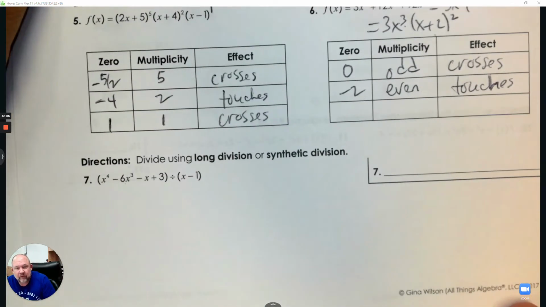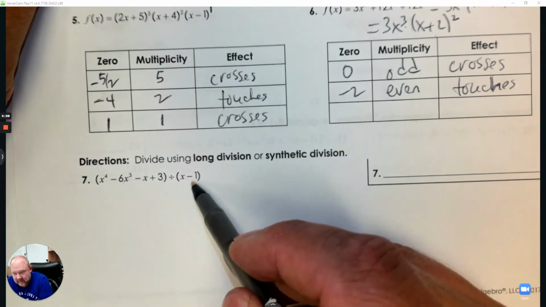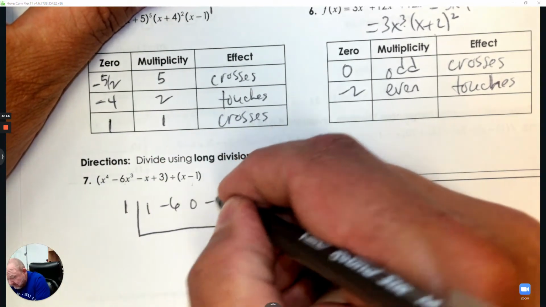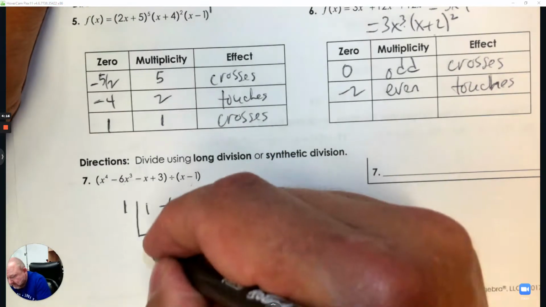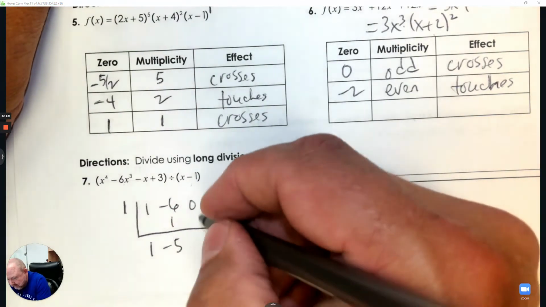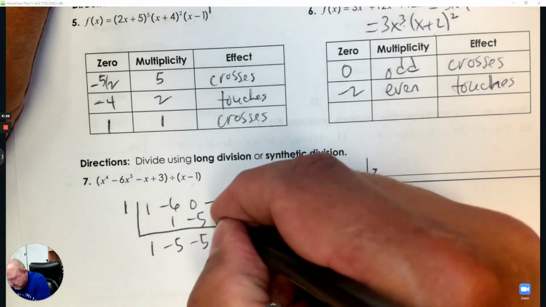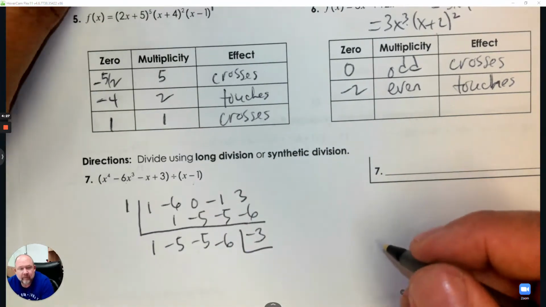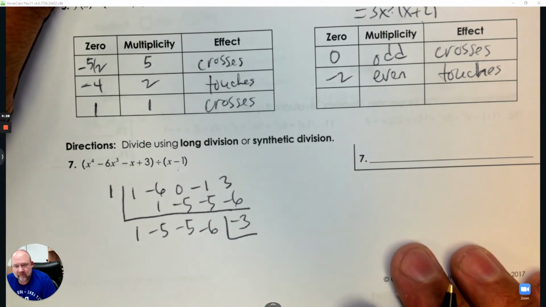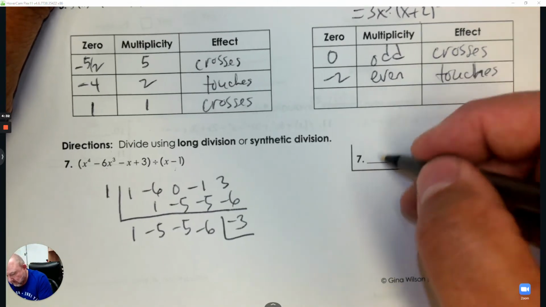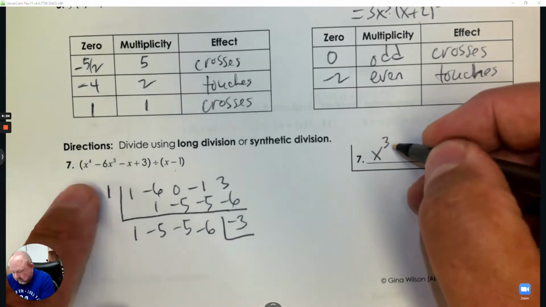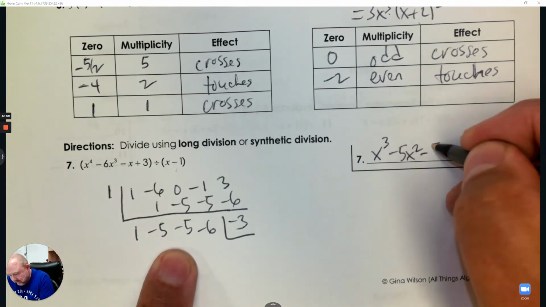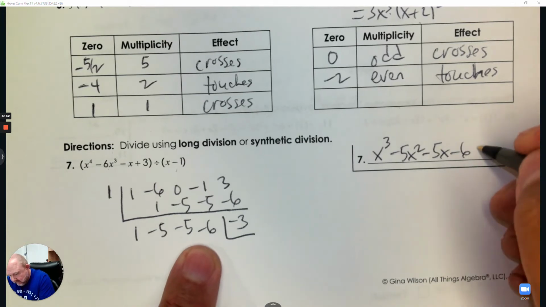All right, next one, we're going to do some division. Can I use the shortcut here? I sure can. +1, 1, -6, 0, -1, and 3. Be careful about the missing power. See if I can add and multiply okay. And then you have your answer. Oh, and it's going to be 1x cubed. So it's 1 degree less. And then -5x squared, -5x, -6, and then the remainder.